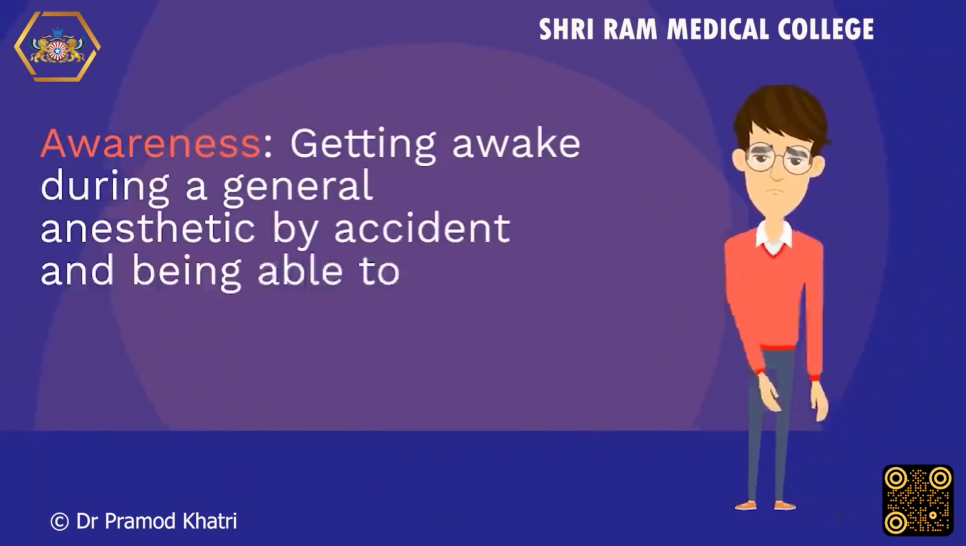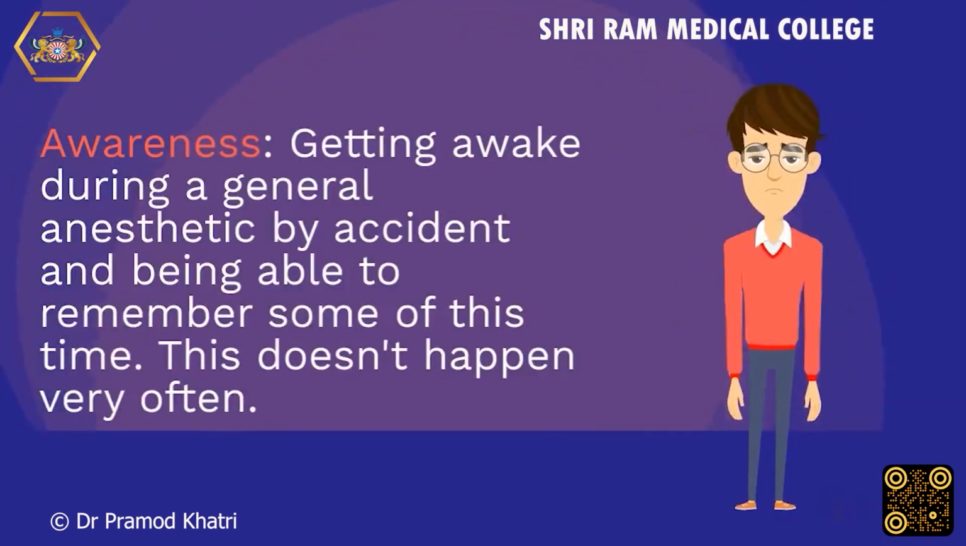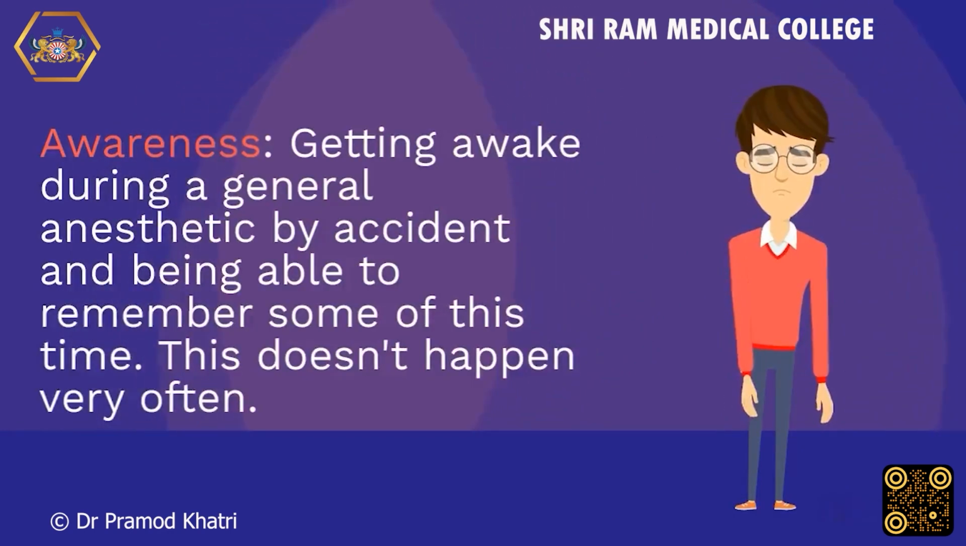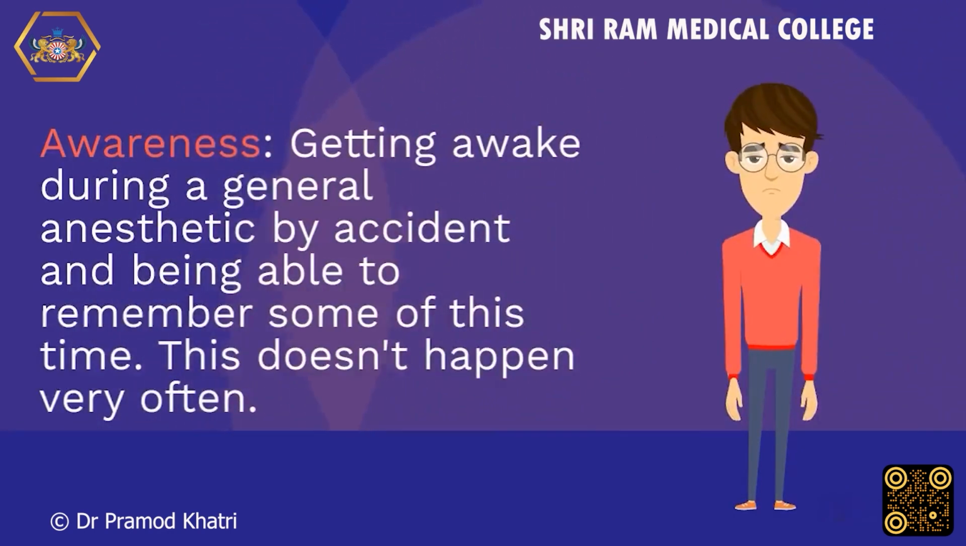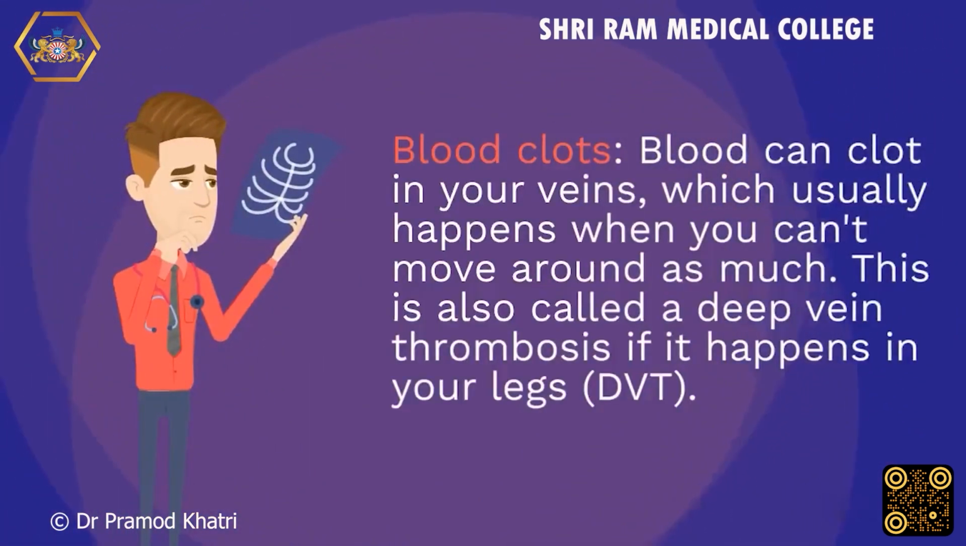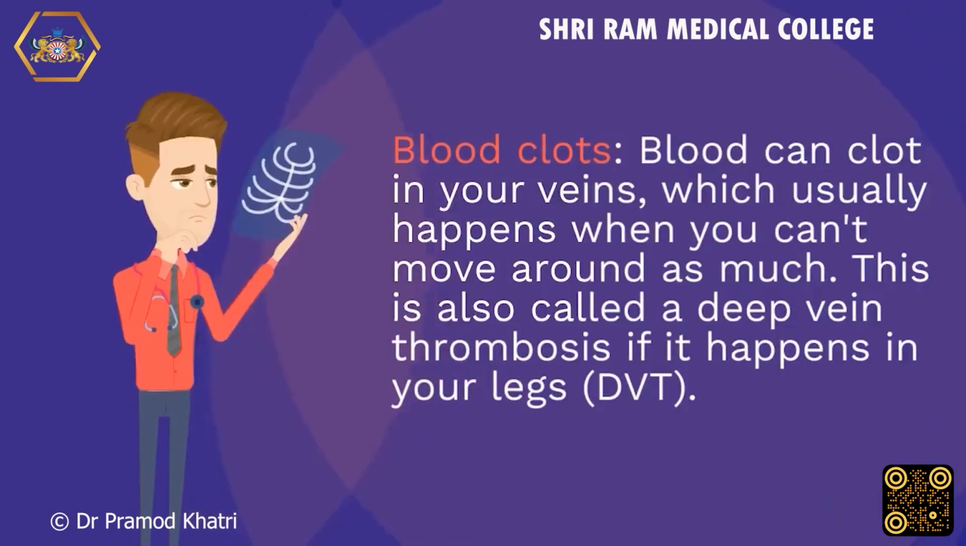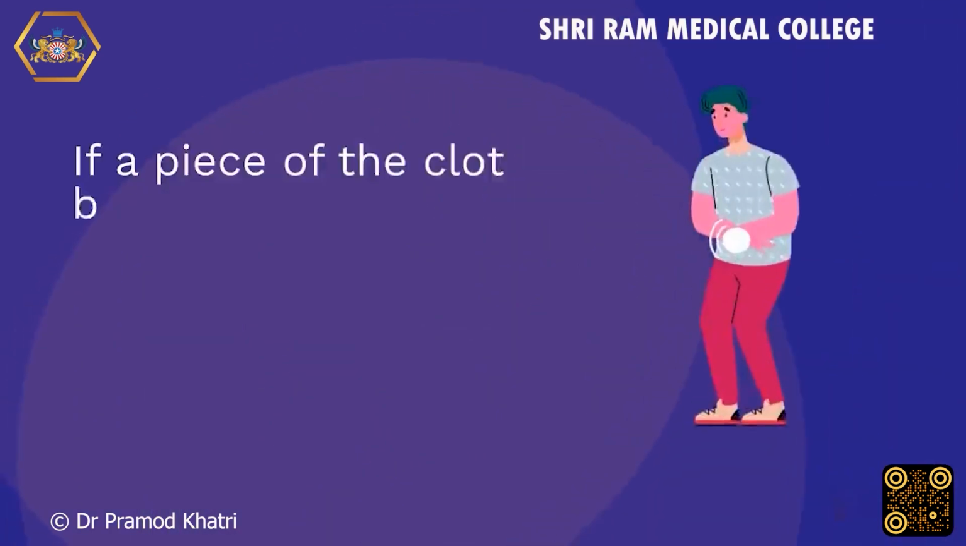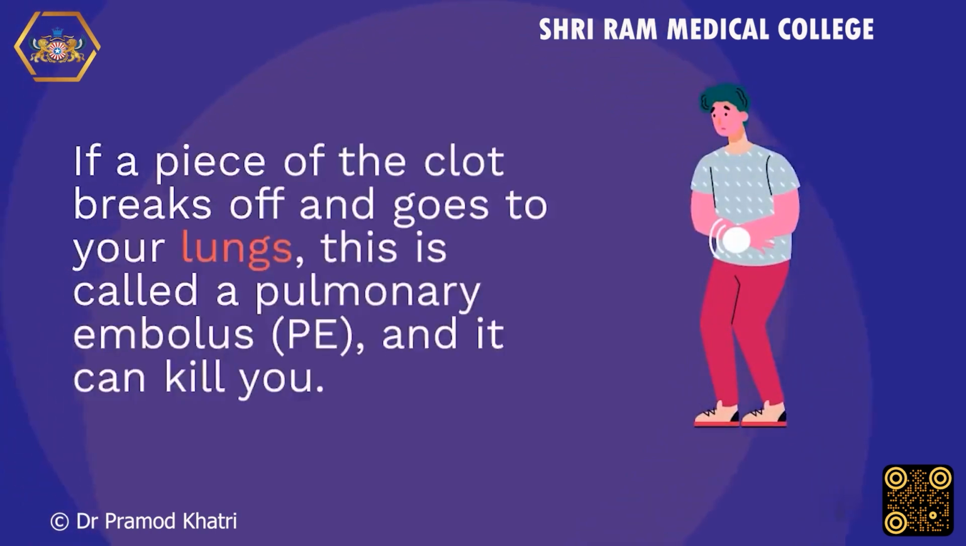Awareness, getting awake during a general anesthetic by accident and being able to remember some of this time. This doesn't happen very often. Blood clots, blood can clot in your veins, which usually happens when you can't move around as much. This is also called a deep vein thrombosis, DVT, if it happens in your legs. If a piece of the clot breaks off and goes to your lungs, this is called a pulmonary embolus, PE, and it can kill you.